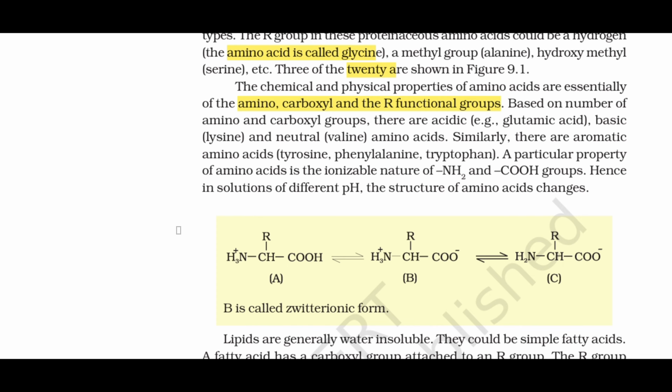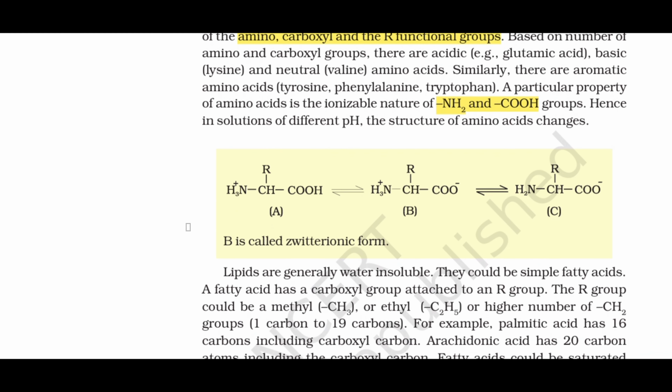A particular property of amino acids is the ionizable nature of NH2 and COOH groups. Hence, in solutions of different pH, the structure of amino acids changes. B is called zwitterionic form.